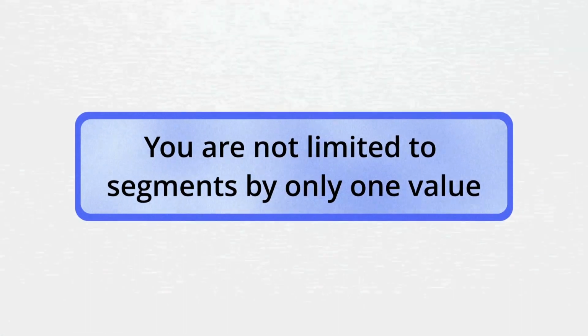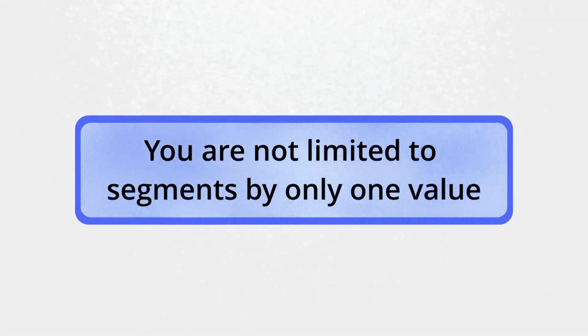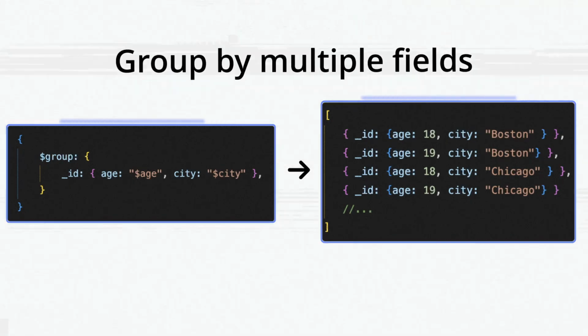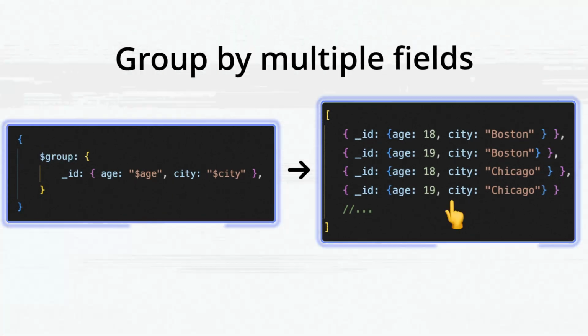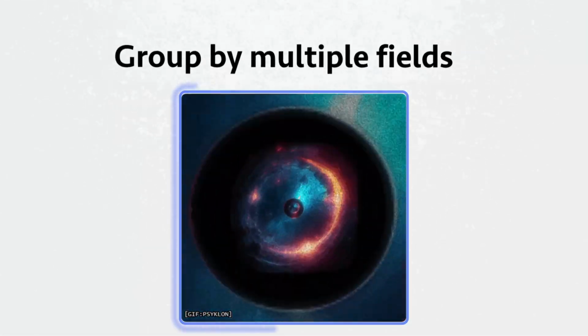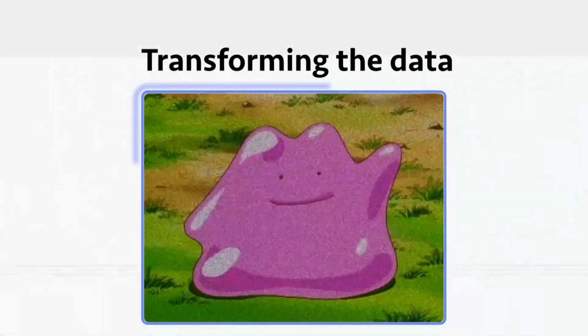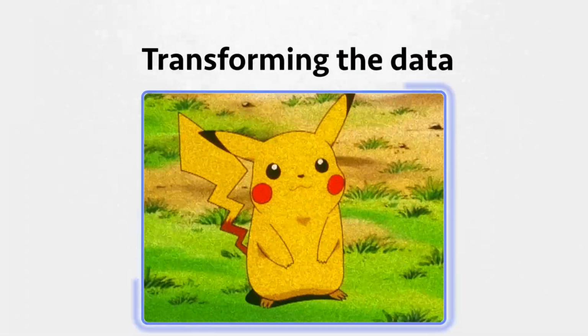Now keep in mind that you are not limited to segmenting by only one value. For example, here we group records by age and city, the result being every possible combination of the age and city where records were found. Now you can go much more granular with your grouping. But we haven't even gotten to the fun part, transforming the records that fall into those segments.